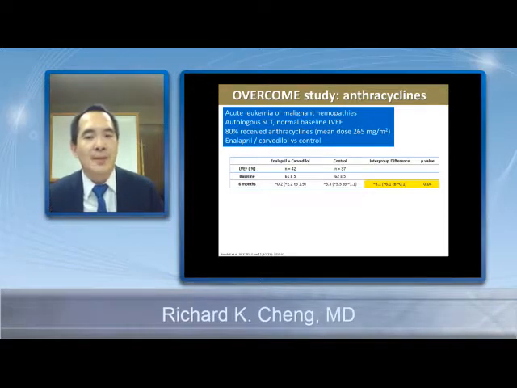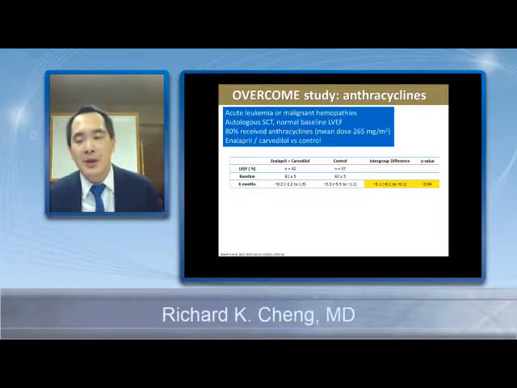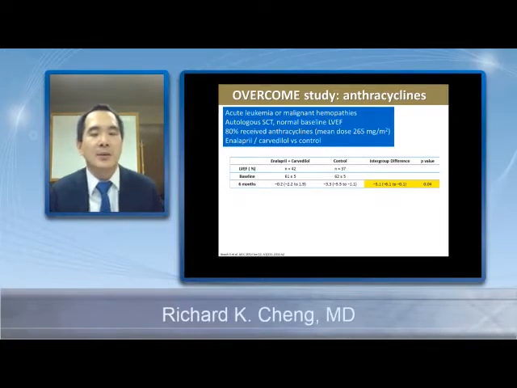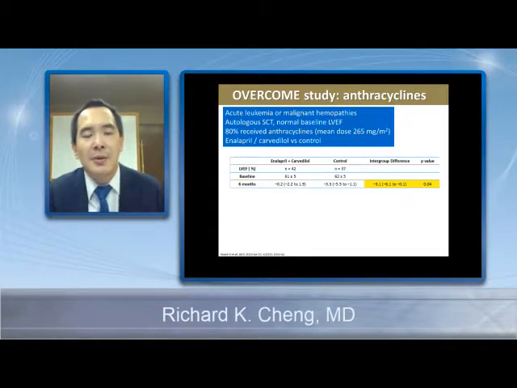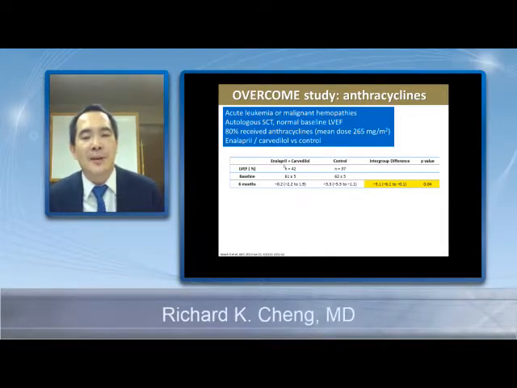There was the Overcome study in 2013, and this looked at patients with acute leukemia or malignant hemopathies being exposed to anthracyclines followed by autologous stem cell transplant. All these patients had normal ejection fraction at baseline. 80% of these patients received anthracyclines with a mean dose of 265 milligrams per meter squared. These patients were randomized to a combination of enalapril and carvedilol versus control. What they found was that the combination of enalapril and carvedilol protected against a drop in ejection fraction compared to patients who received placebo.